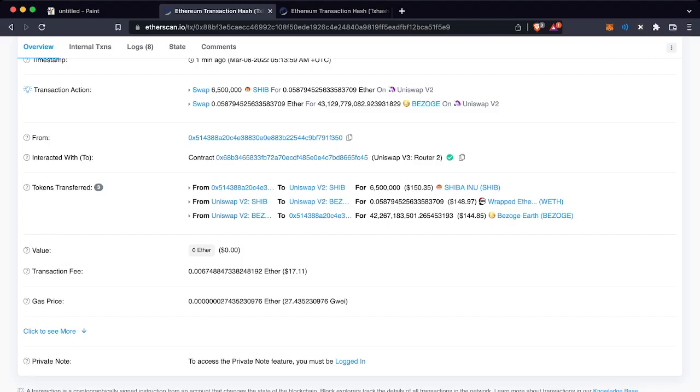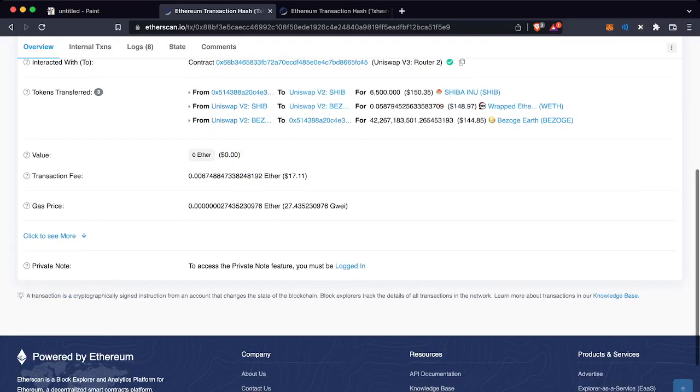Tokens transferred shows where every token is going. It goes from your wallet to the SHIB pool, then from the SHIB pool to the Bezoge pool, then from the Bezoge pool to another wallet, or your same wallet in this case. And that's it. The gas price is the amount you paid in Gwei. The transaction fee is how much gas you paid, and you can see the math there of how it's calculated.